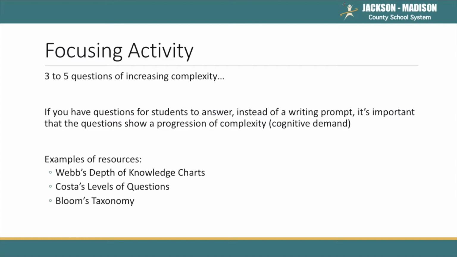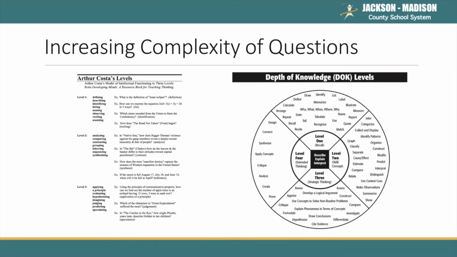Now, it's important to remember that the 3 to 5 questions is just a rule of thumb. As stated earlier, you might have 2 questions of increasing complexity, or you might have 6 questions of increasing complexity. Here you see examples of Costa's levels of questions and depth of knowledge levels.